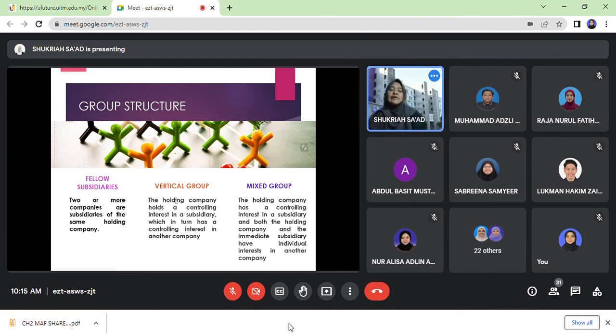Okay, let's move on to the types of group structure. There are three: fellow, vertical and mixed group structure. Regarding these three group structures, fellow subsidiary will be examined in your final assessment. The final exam will be based on fellow subsidiary. The question will definitely be fellow subsidiary. The question has leaked. Test one will be based on mixed group structure. Don't ask again later. Test one, the question is mixed group structure. Test two, vertical group structure.